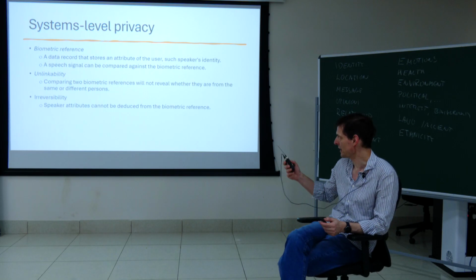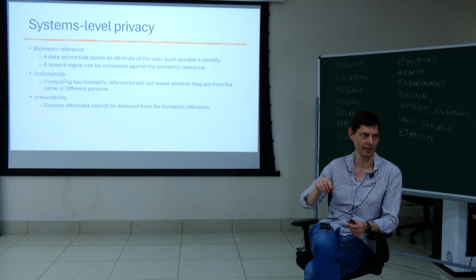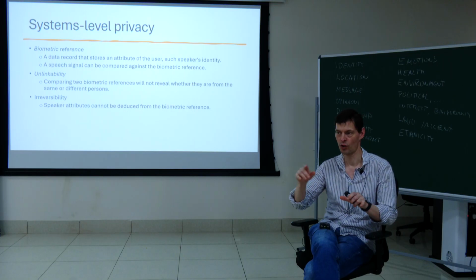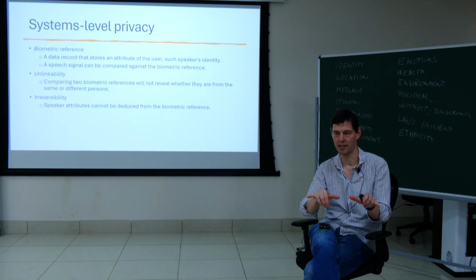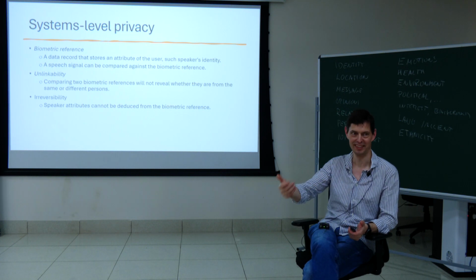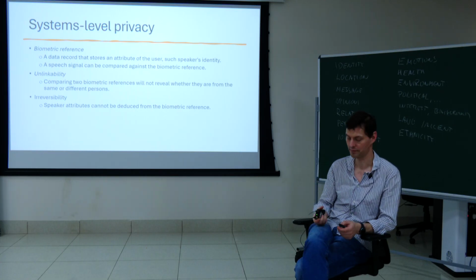Okay, that's irreversibility. Now I mixed up these two things. Sorry. Unlinkability is that when we have two passwords, my own and Jolly's, we cannot know whether they are the same person's passwords or not. That's unlinkability. And then the irreversibility would be that we cannot know whether this password is Jolly's.